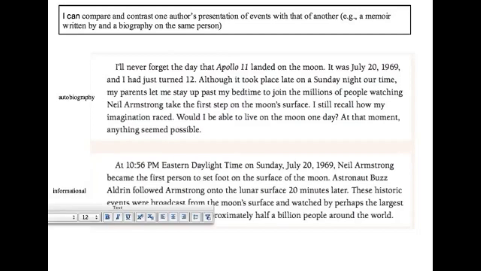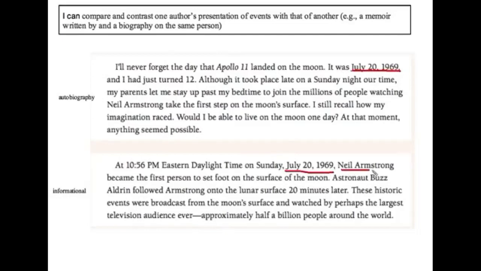Now what I want to do is look to see what information is the same from the two articles. I notice both of them contain the date, July 20th, 1969. They both tell me that Neil Armstrong was the person who stepped onto the surface of the moon first.